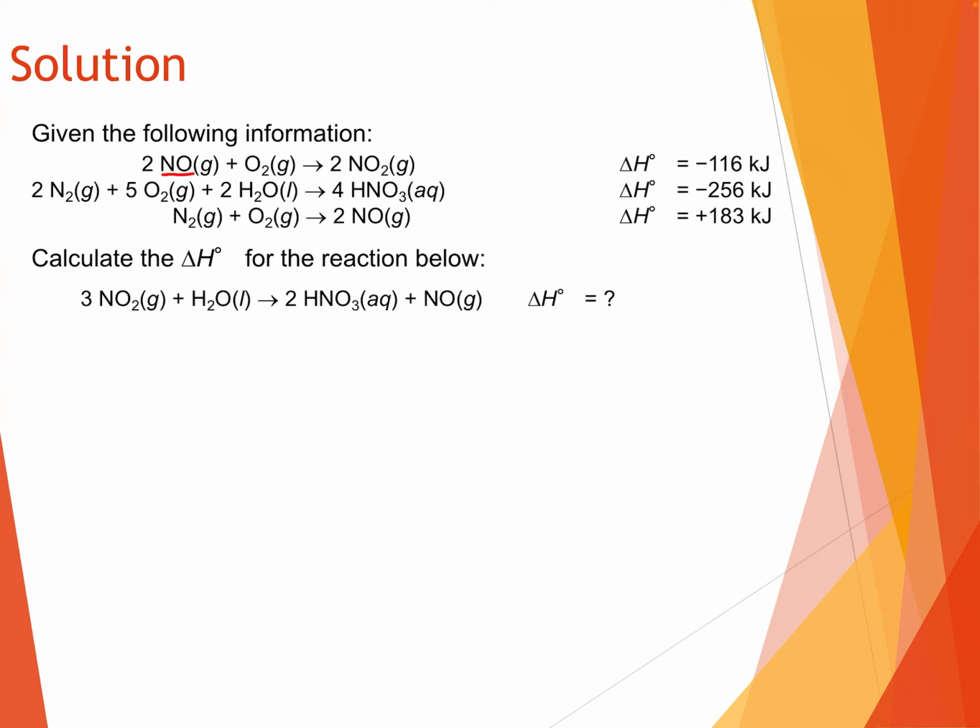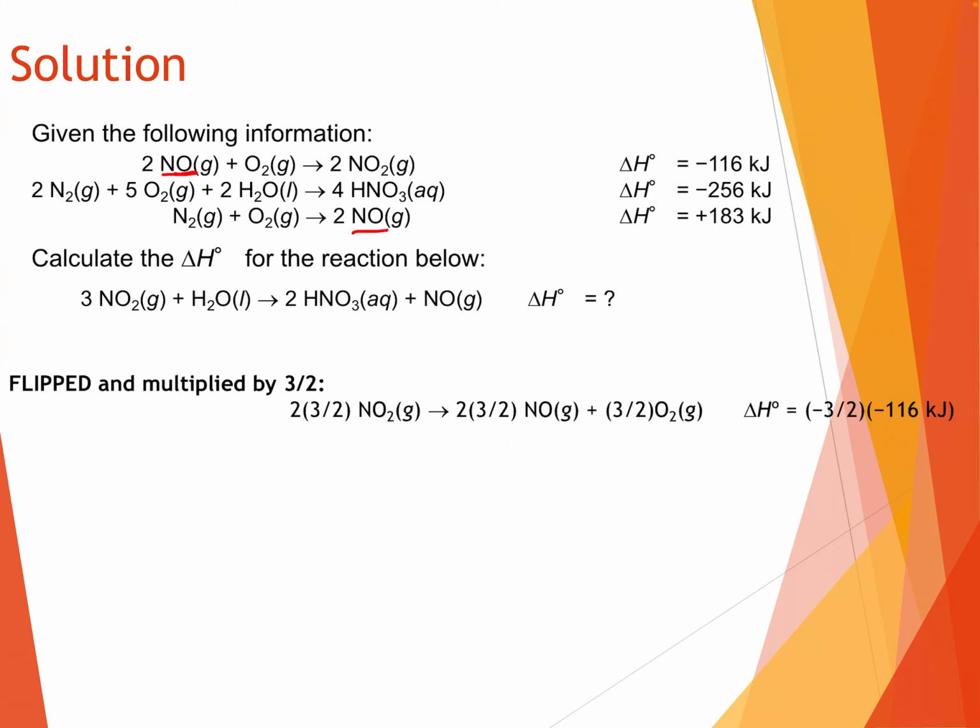In one reaction, it's showing up in the reactants. In one reaction, it's showing up in the products. And we want to use things that are just showing up in one place. So we can look at nitrogen dioxide to tell us what to do. We can look at our water, and we can look at our nitric acid. So we're going to look first at this reaction, okay, this first one.